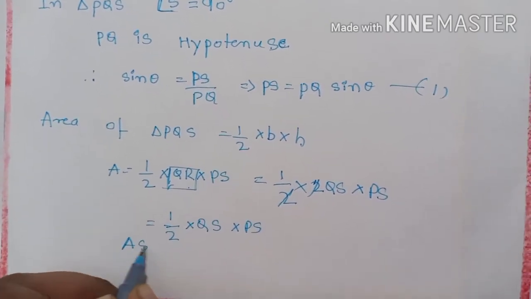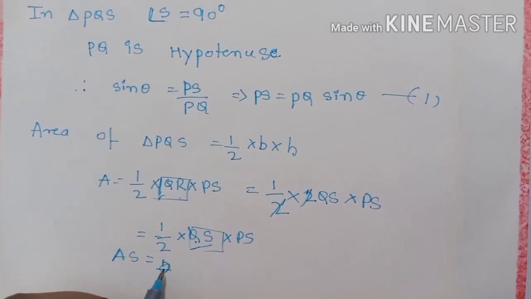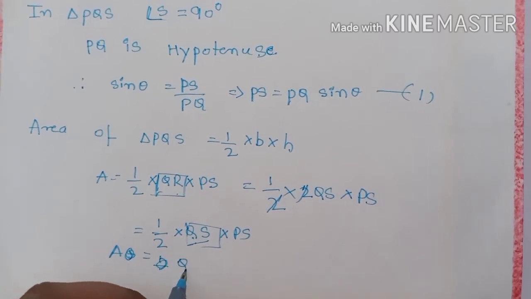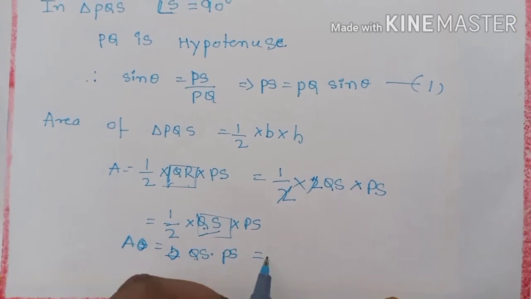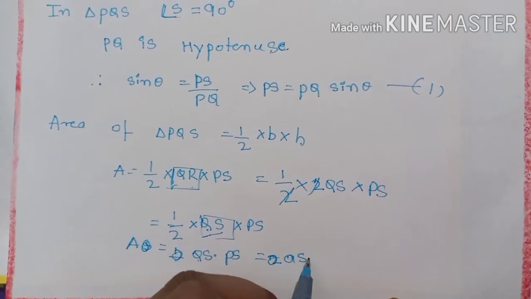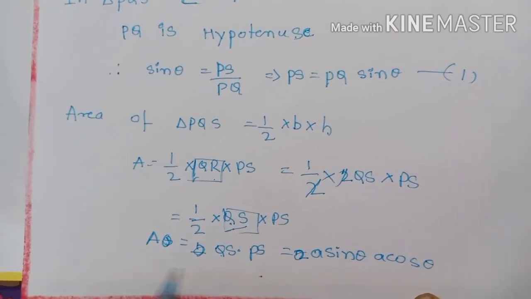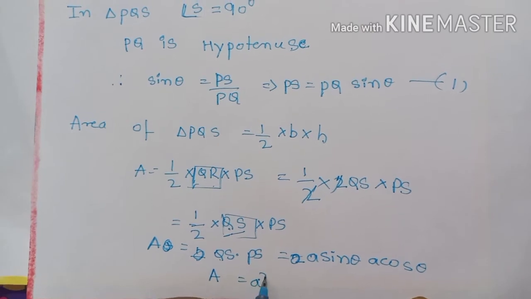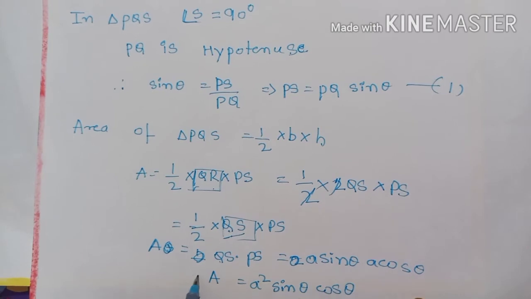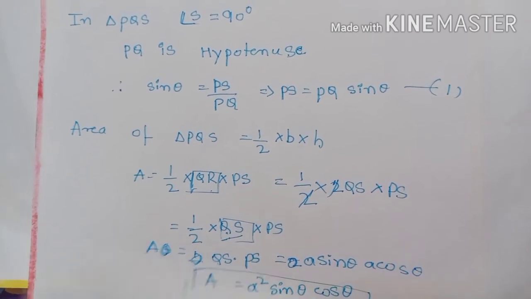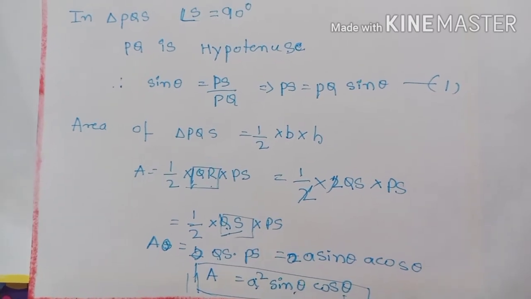So area is equal to QS into PS, and we know QS is A sin theta, A cos theta. So finally we are going to get A is equal to A square sin theta cos theta, and hence we have proved the area of an isosceles triangle is A square sin theta cos theta, and this is the solution.